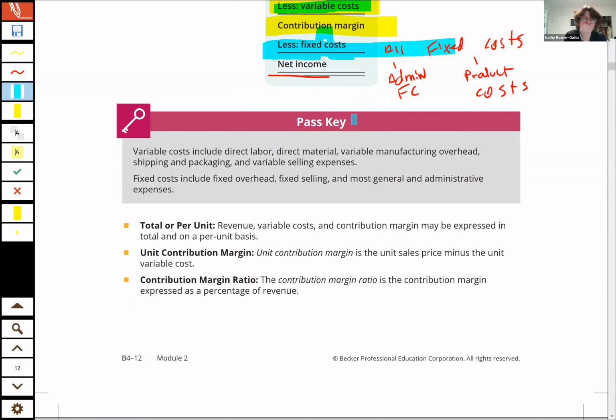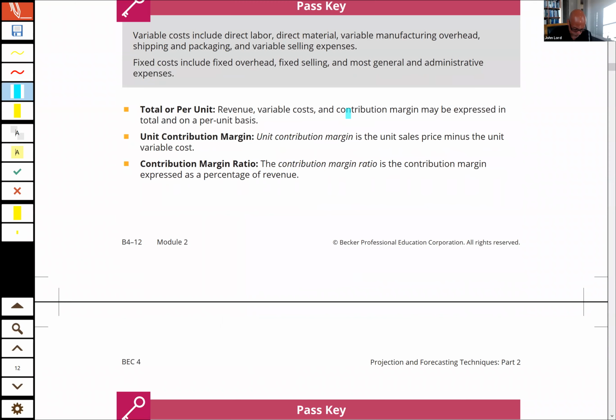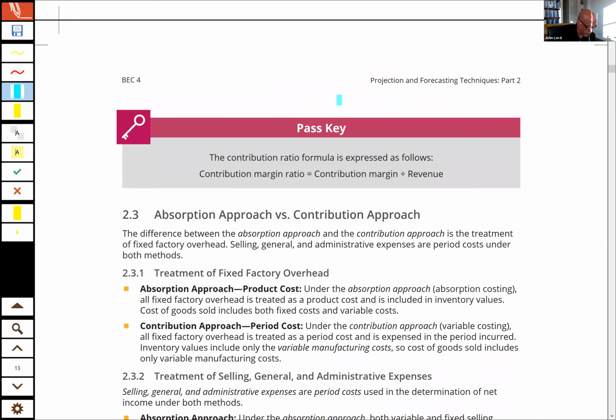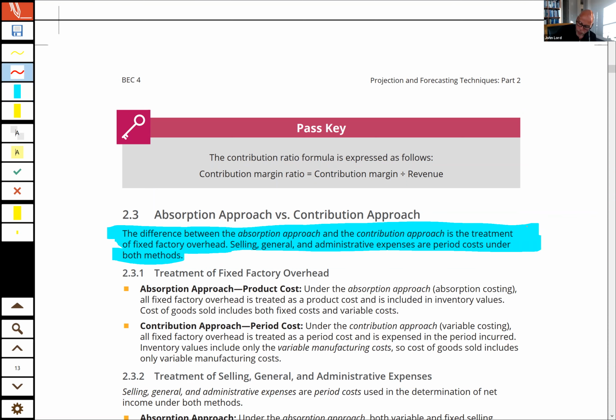Yeah. Okay. Just have to sit with it for a little bit. So if you take a look, the difference between the absorption approach and the contribution approach is the treatment of what? Fixed factory overhead. Selling and administrative expenses are period costs under both methods. So the only costs that get treated differently under the two methods are the fixed manufacturing overhead costs. Under absorption, we're not going to take them to the income statement until what? Until we actually sell those items.